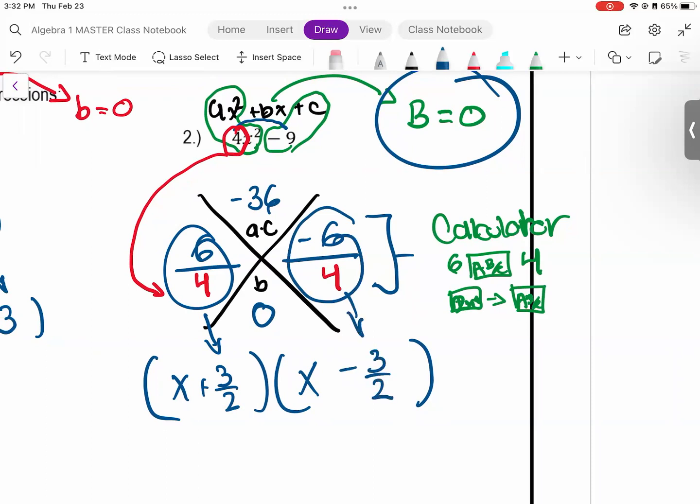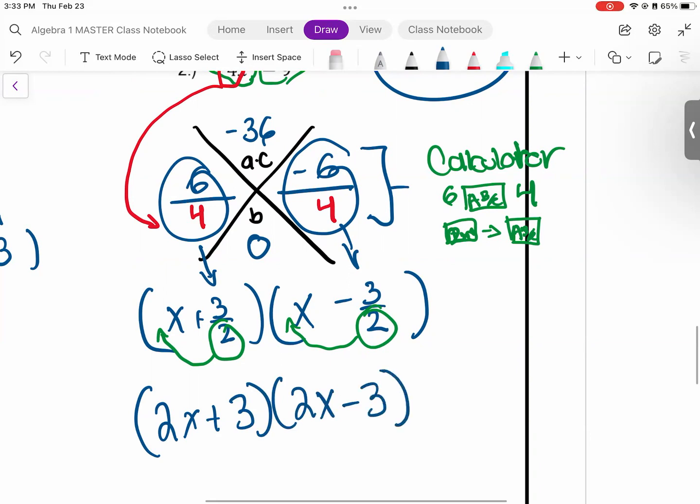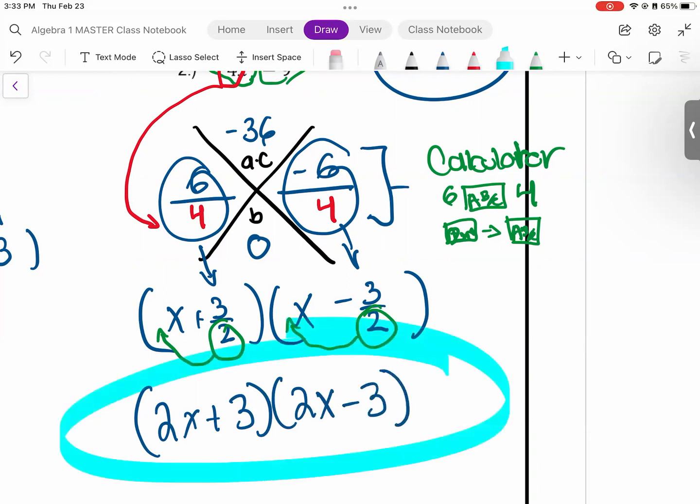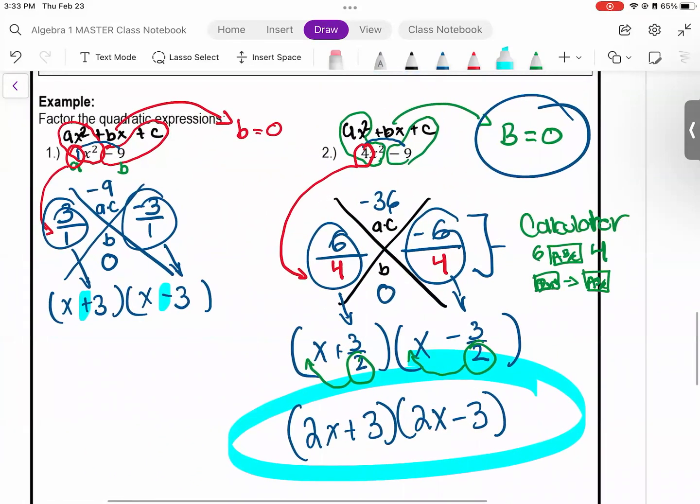And because we ended up with fractions, what we're going to do is take those denominators and put them in the front. So now my answer is going to be 2x plus 3, and then 2x minus 3. And there it is. So remember, we're going to have special cases now: perfect square trinomials and difference of two squares.